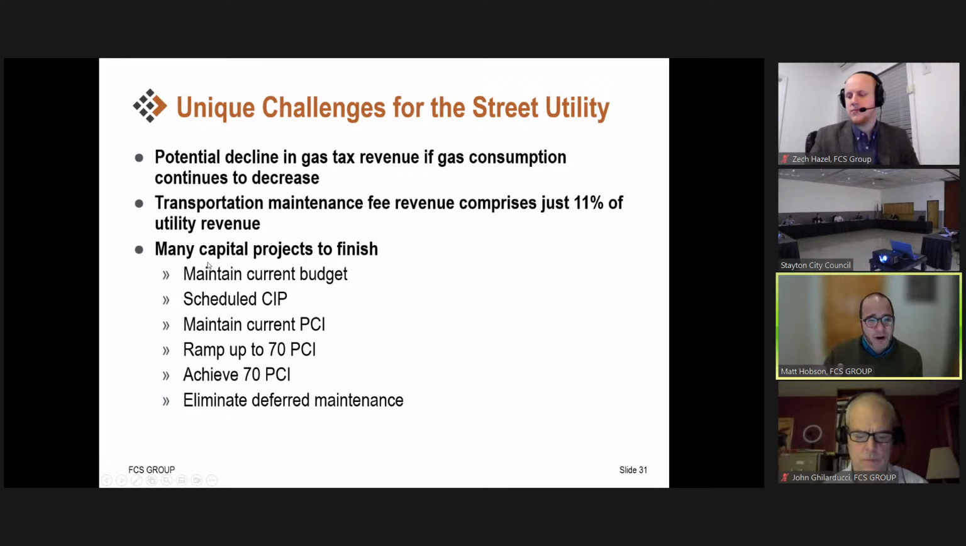The other unique pressure on the street utility is the capital projects that would be or can be funded through this rate plan. We'll be showing 6 different scenarios here and looking for direction from council.